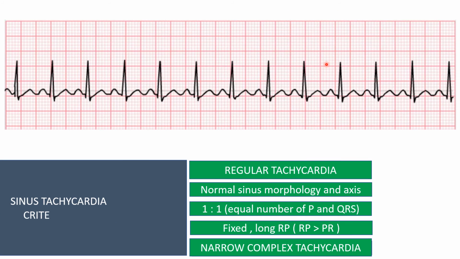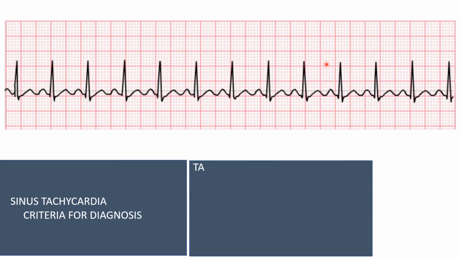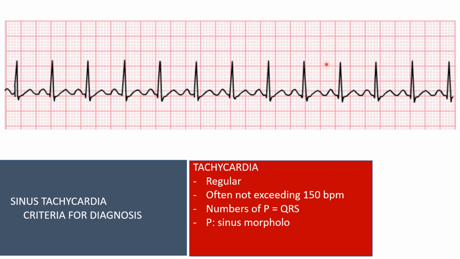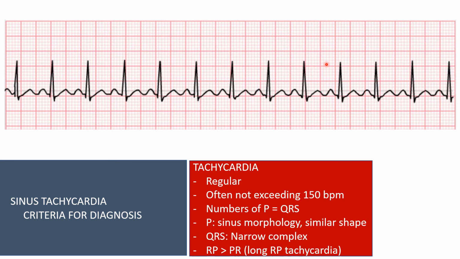To finalize, what are the criteria for diagnosis of sinus tachycardia? It is a tachycardia that is regular, meaning a fixed R-to-R interval, often not exceeding 150 beats per minute, as you will know later on, and this is guided also by the age of the patient. Here the number of QRS complexes equals the number of P waves, and the P wave is of sinus morphology, similar shape in the same lead, and of normal axis. The QRS complexes are narrow, less than 2.5 small squares, and it is a type of long RP tachycardia in which the RP is longer than the PR, which is normal in any ECG.